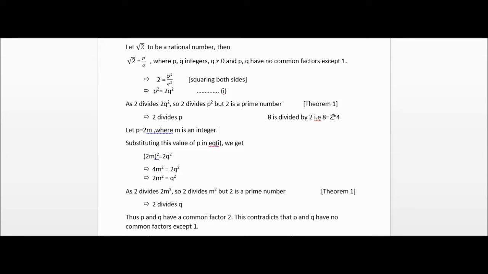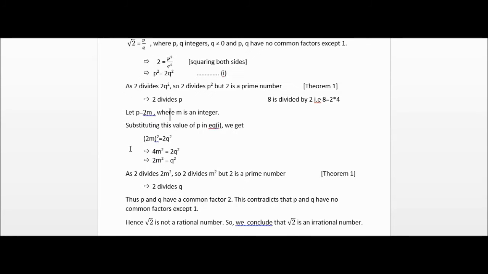In this respect, we can say that 8 can be represented in the form of 2 into something, 2 into 4. In the same way, p can also be written in the form of 2 into m, where m is any integer. m can be 1, 2, 3, 4, whatever. As 2 divides p, that means p is a multiplication of 2.